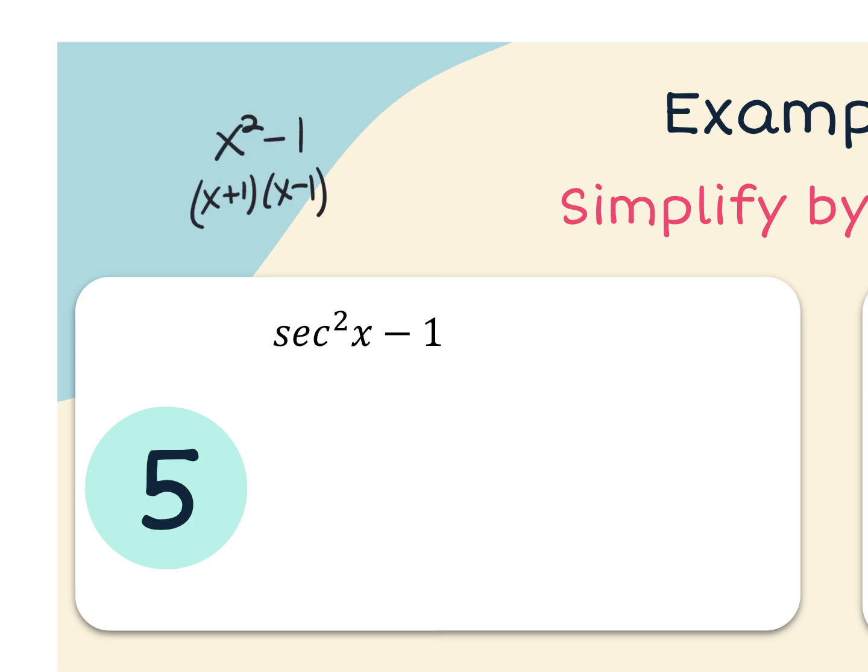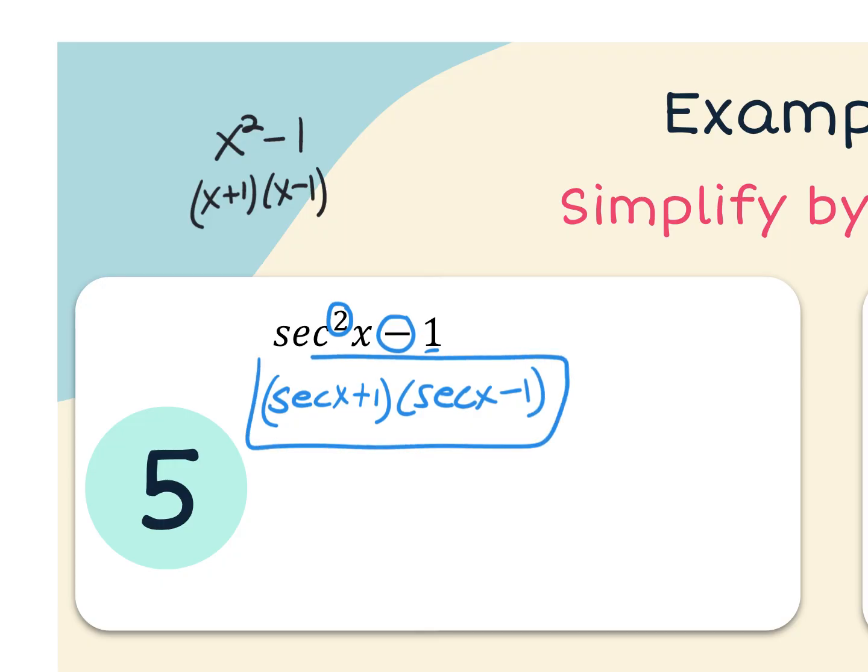Now, notice that this is kind of the same thing. I have something squared minus 1, so all I can do, there's a minus in between, it's a difference of squares. This is the same as secant of x plus 1, and then secant of x minus 1. And then that's as factored as it gets, so we would just leave it alone like that.